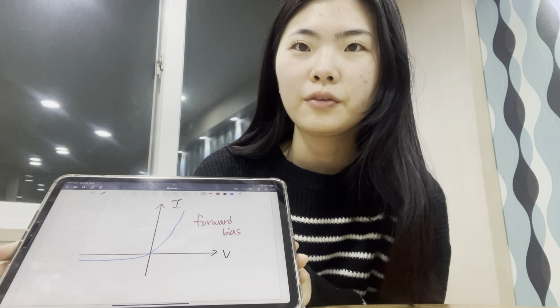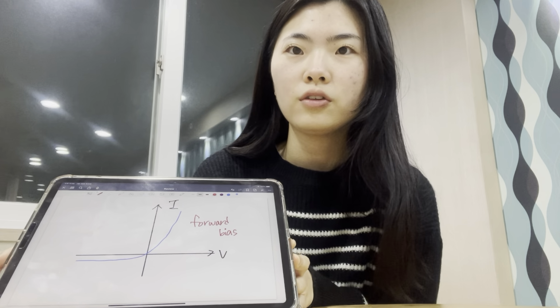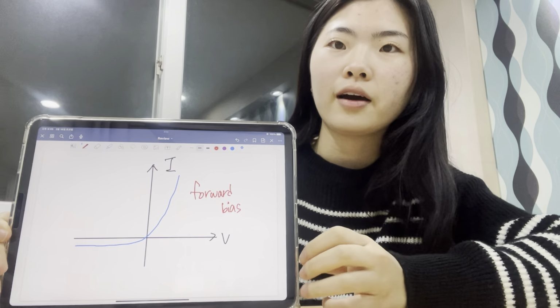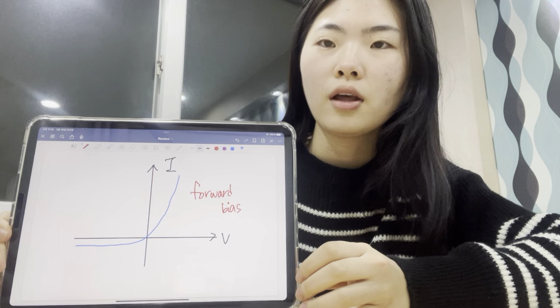Hi, today I will review the PN junction. So let's start. First, let's talk about the IV curve of the PN junction.